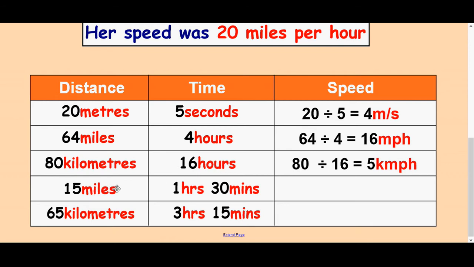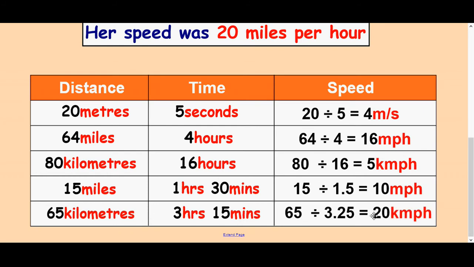Here we'll get 15 miles. Now, we did talk about this in the last lesson, but 1 hour and 30 minutes. We want the answer for time in hours completely, so that's not 1.3. 30 minutes is half an hour, so it's 1.5. So we're doing 15 divided by 1.5, that gives you 10 miles per hour. This is a similar idea in the last one here. It's not 65 divided by 3.15. 15 minutes is a quarter of an hour, so it'll be 3.25. And you might need a calculator for this one, but 65 divided by 3.25 is 20 kilometres per hour.